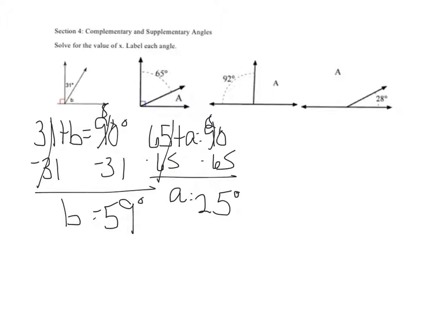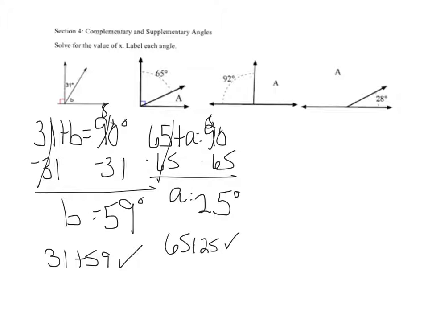And once again, remember, you can always check your answers by putting the two numbers together. That's 65 plus 25, check, that makes 90. 31 plus 59, does that make 90? Check, yes it does.